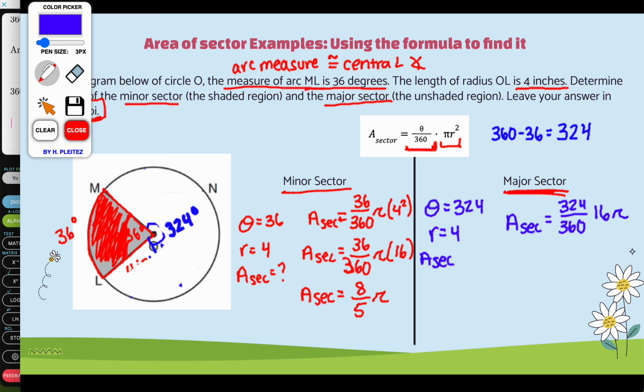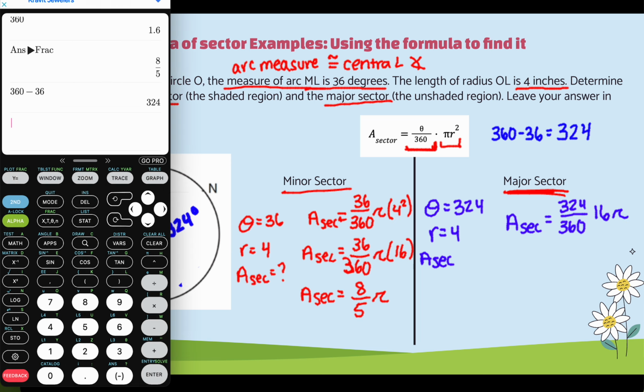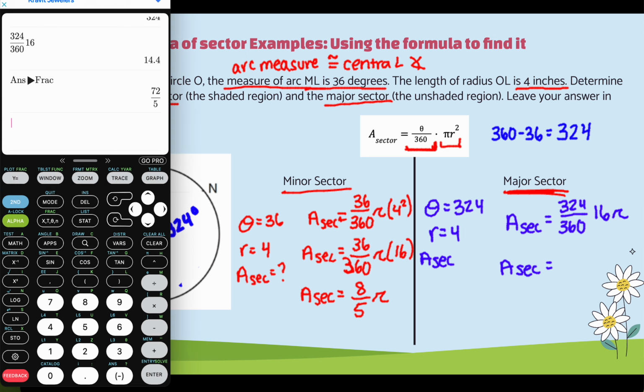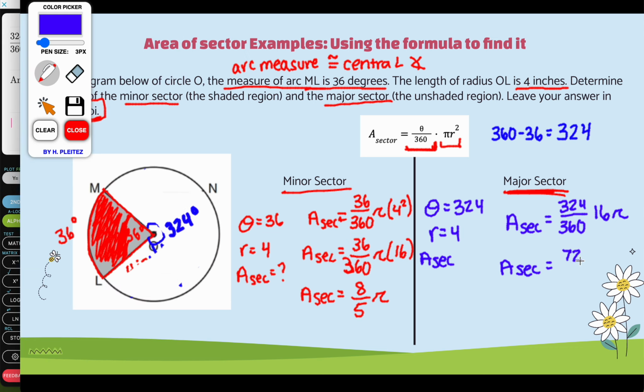So now, again, we're leaving our answers in terms of pi, so now we can do alpha y equals, hit enter, and then you do 324 over 360 times 16. Let's get that in a fraction. So we get that the area of our sector is equal to 72 over 5 times pi. And remember, put your units in there. So inches squared, we're dealing with area. So 72 over 5 pi inches squared.